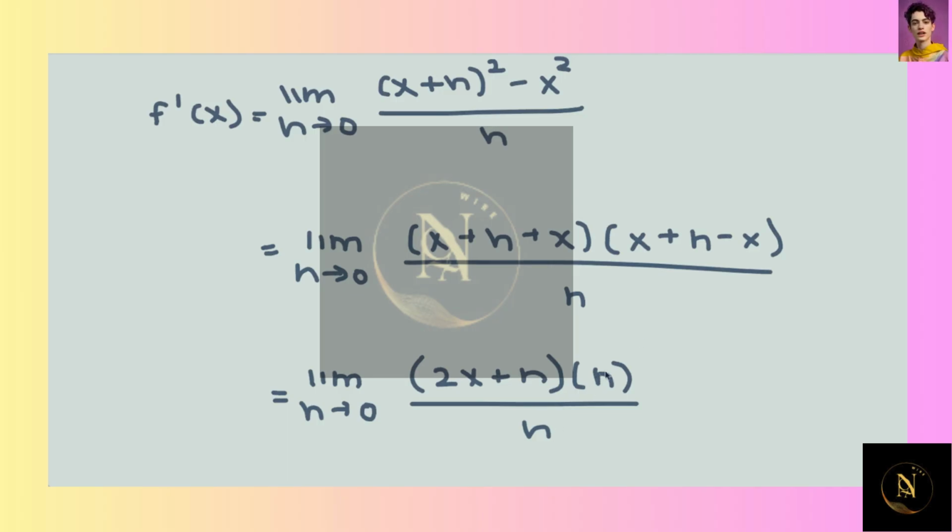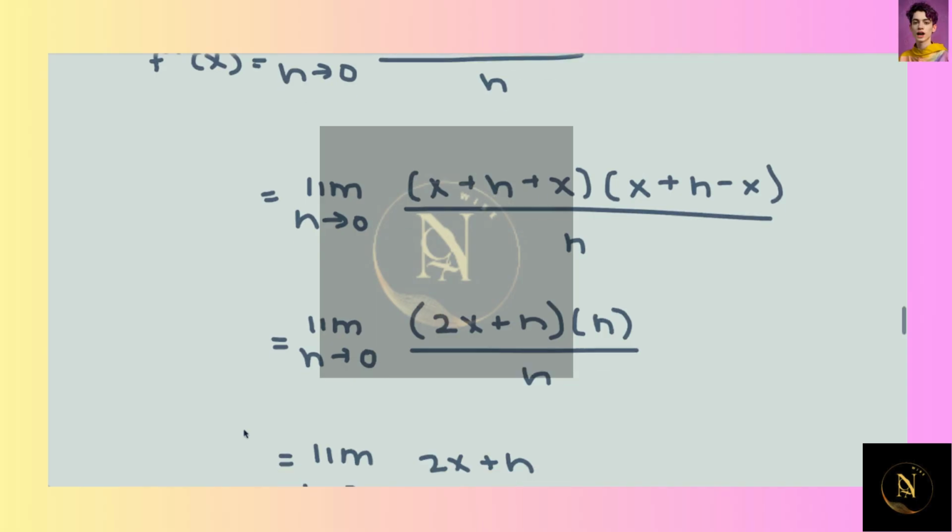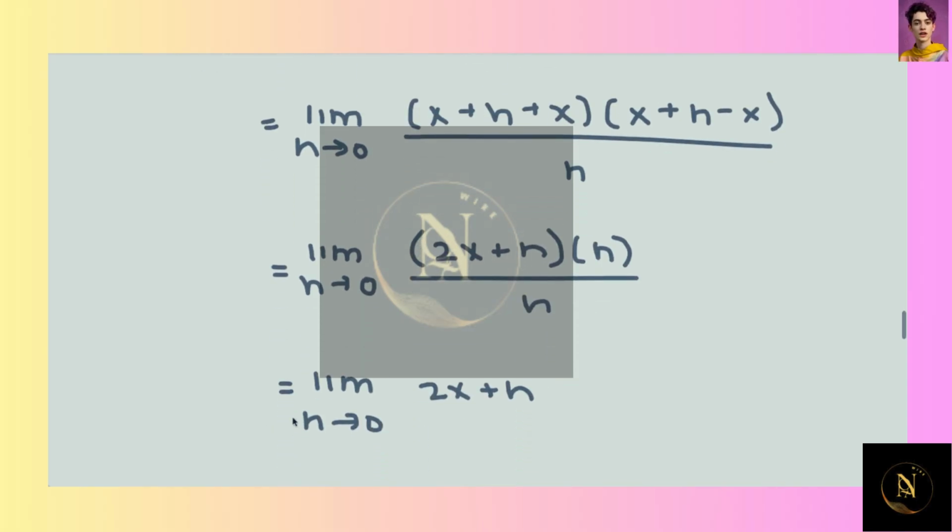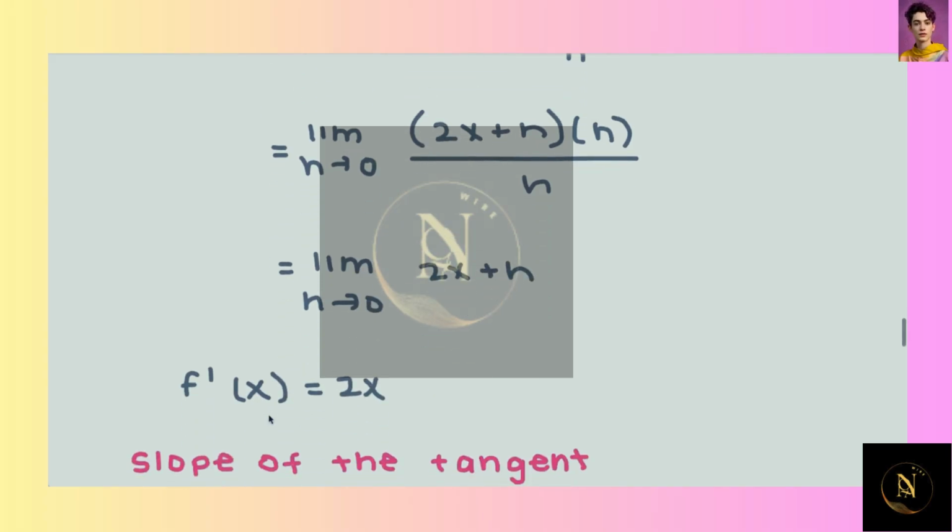Now we can see that these h's are going to cancel, and that makes our limit much easier to solve. So we're going to get the limit as h approaches 0 of 2x plus h, and then we can just plug in 0 for h, and we'll get that our derivative, f prime of x, is 2x. Now you, of course, could have done this using the power rule, just not using the limit definition, and you would have gotten the same thing.